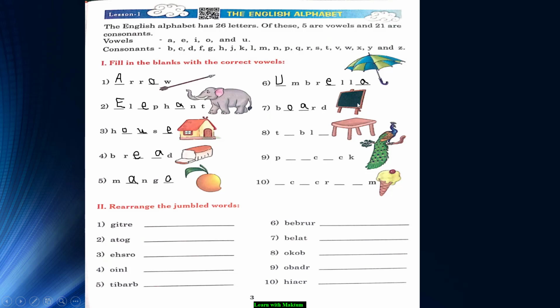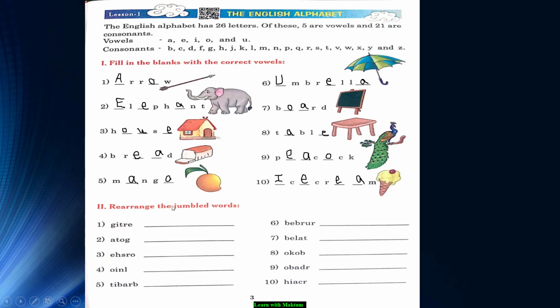Seventh one is a board. BOARD. Board. Eighth one is table. TABLE. Table. Ninth one is peacock. PEACOCK. Peacock. Tenth one is ice cream. ICE CREAM. Ice cream.